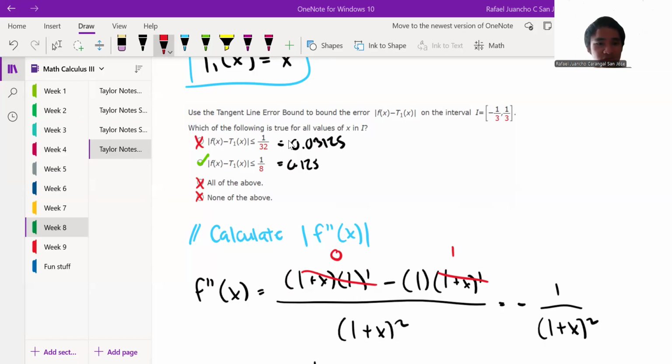Okay, one more. Oh, true or false question. I don't like a true or false. Again with the tangent line error bound. Okay, now we have some complicated stuff. Anyway, we'll see how we answer the other ones.